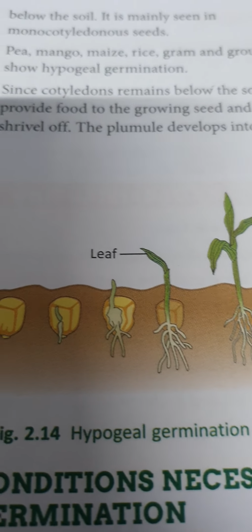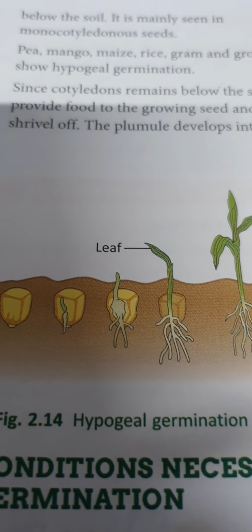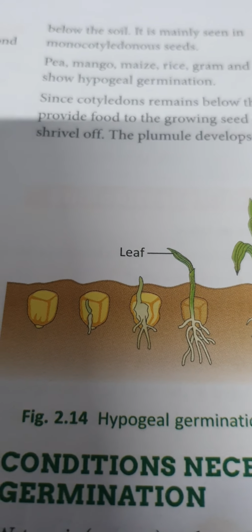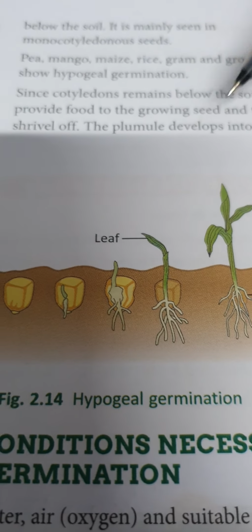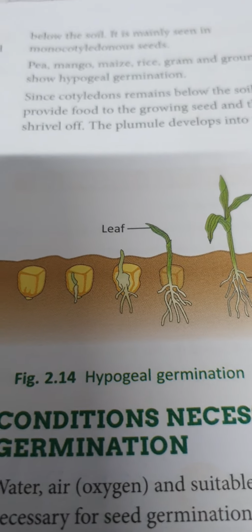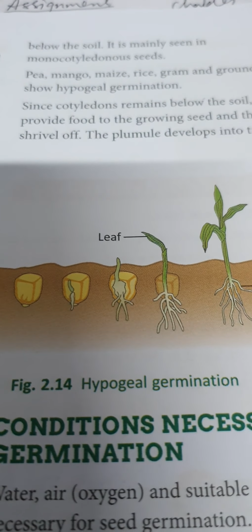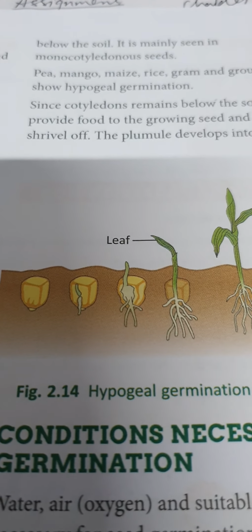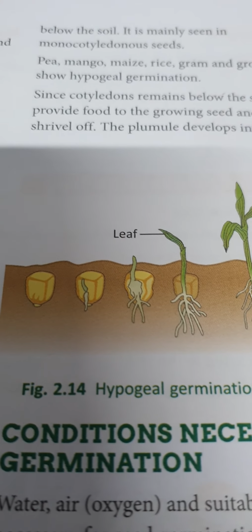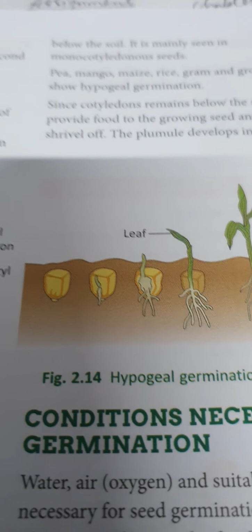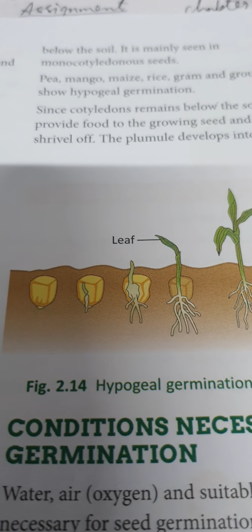Now in this you can see cotyledons remain below the soil. They provide food to the growing seed as a storage of food. Means both the cotyledons work like a food providing and store the food for the growing seed, and they shrivel off. And they shrivel off means what? They disappear in the soil only.